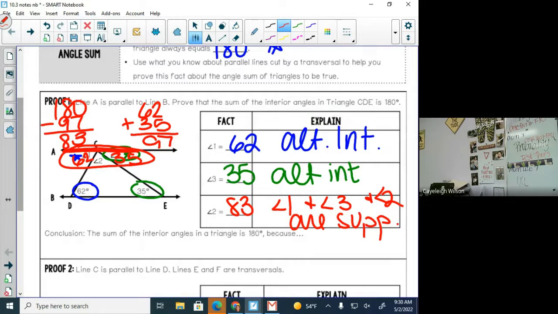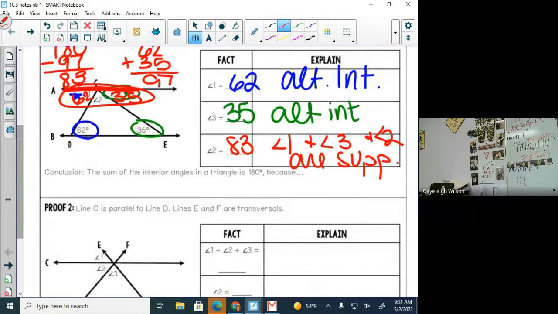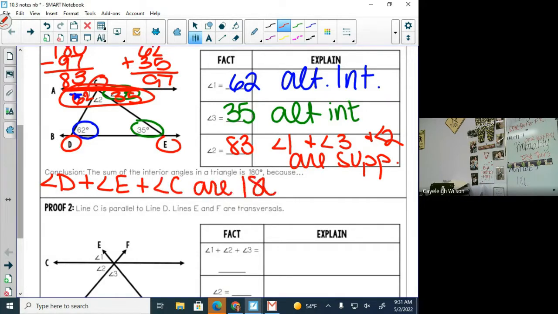Okay, and it says conclusion. The sum of the interior angles in a triangle is 180 because when I add them together, so when I take angle D plus angle E plus angle C, they are 180. So that when I add all three of those angles together, they do equal 180.